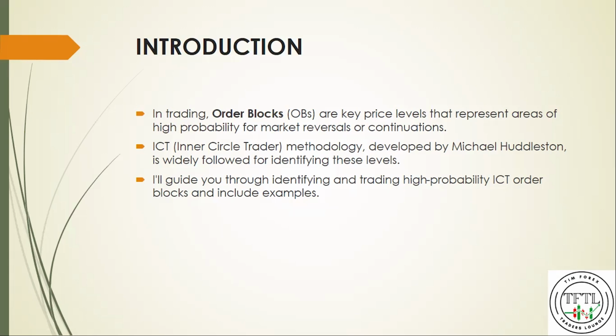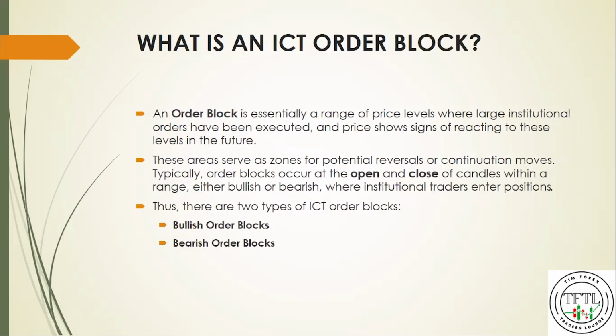So what I'll be doing in this video, I'll guide you through identifying and trading high probability ICT order blocks and showing you with chart examples. So let's begin by looking at the definition of an order block, or what is an ICT order block. An order block is essentially a range of price levels where large institutional orders have been executed and price shows signs of reacting to these levels in the future. So these areas are zones for potential reversals or continuation moves.